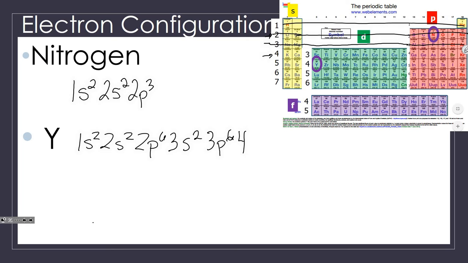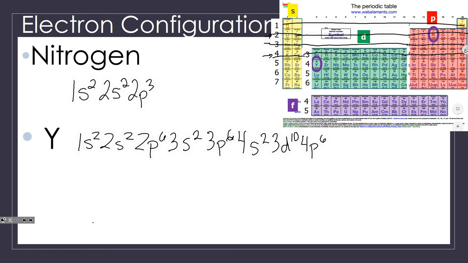And then I hit the 4s, by the way, that's a 4s, and how many am I going to go through? 2. And then I hit the 3d, and how many am I going to go through? 10. All the way across is 10. Good. And then what do I hit next? 4p. And how many am I going to go through? 6. All the way across.